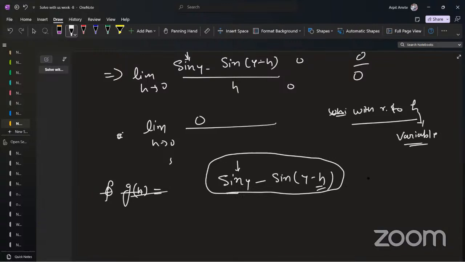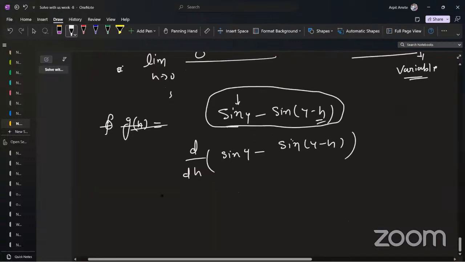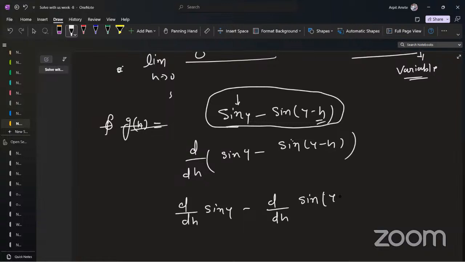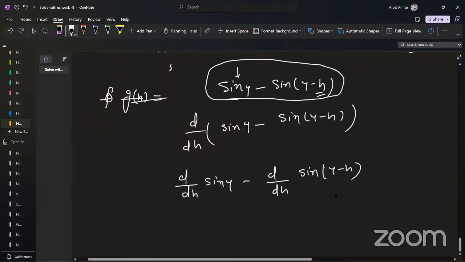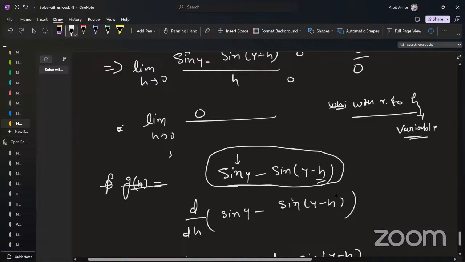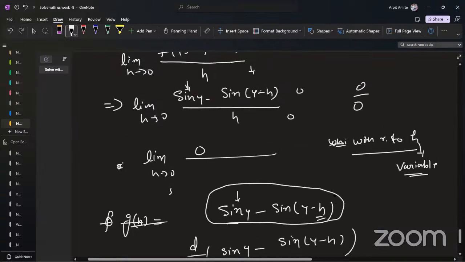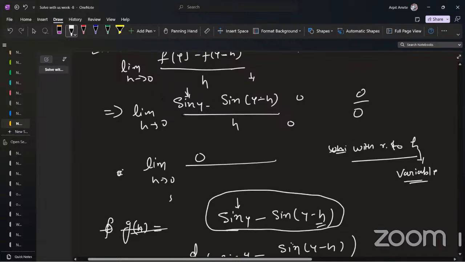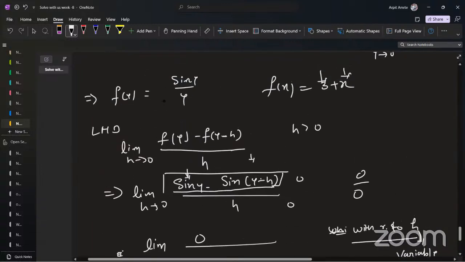Now h is my new variable. We are differentiating d by dh of this whole thing, sin y minus sin(y minus h). Sorry, in the previous page, here f of y will be sin y by y, right? We are differentiating this numerator term, f of y, sin y by y. We are differentiating only this numerator term, we are not taking this one.